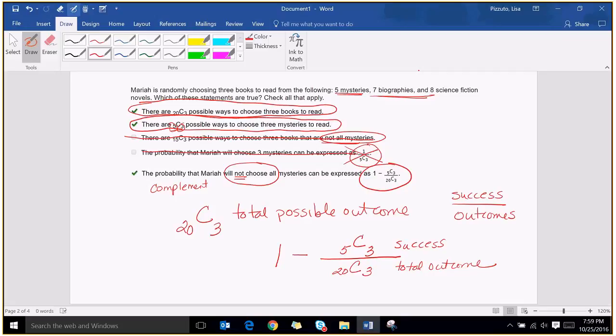So just to give you another example, if I told you that the probability of picking a 5 on a dice was equal to 1/6, do you agree? Yes. Then the complement would be 1 minus 1/6, which is 5/6. So that means I have a 5 out of 6 chance of not rolling a 5. So that's your complement.